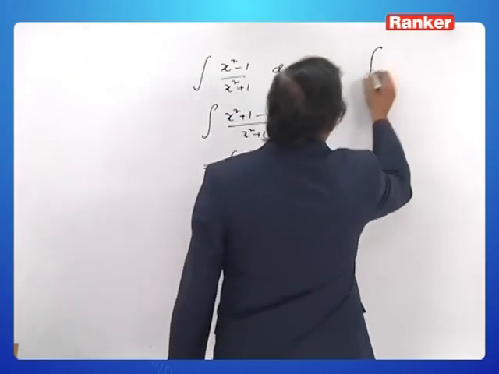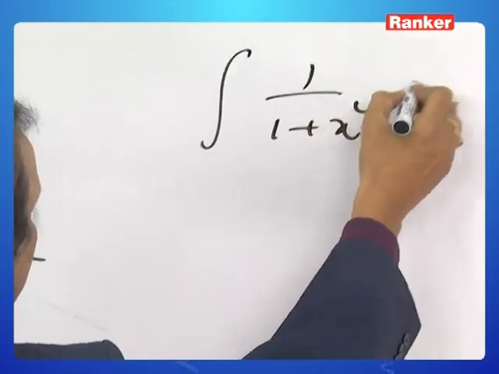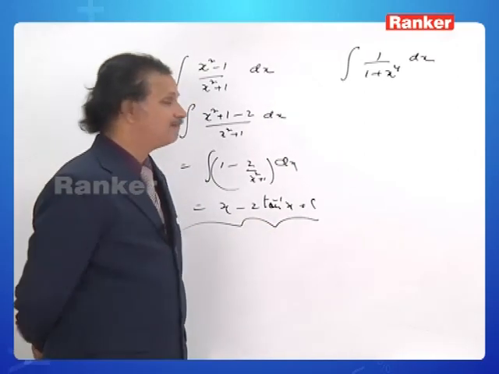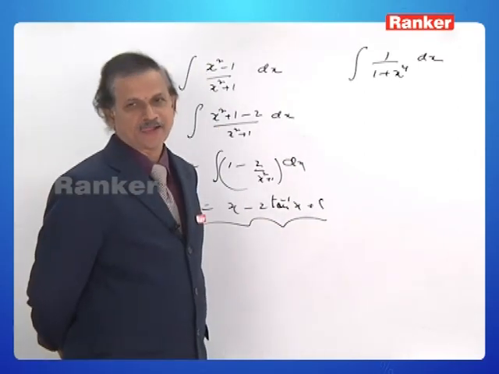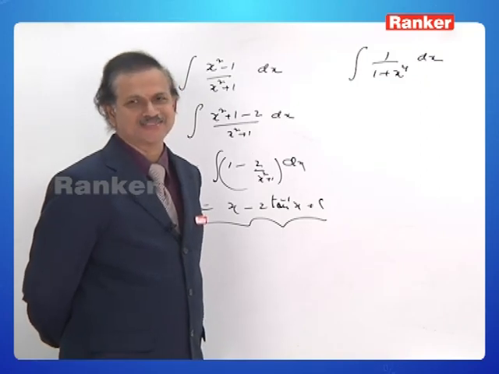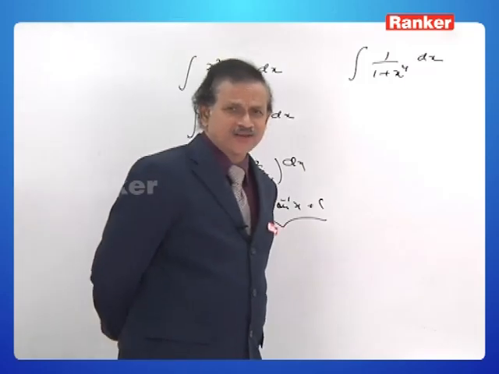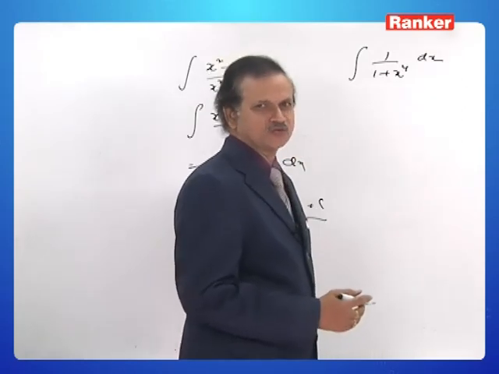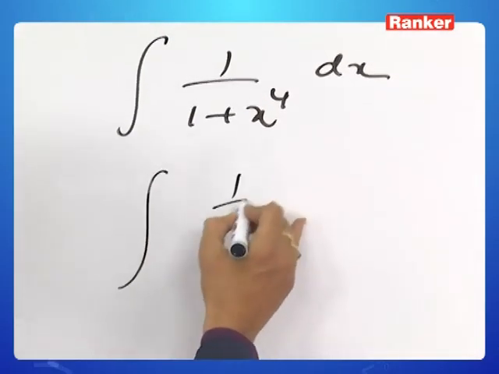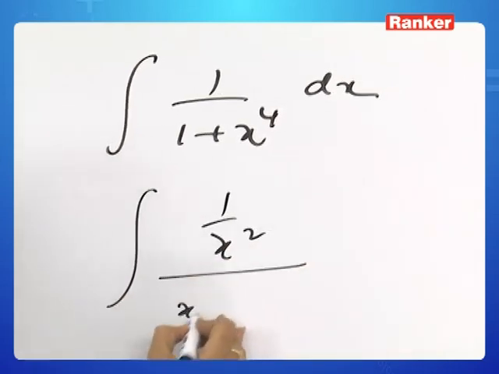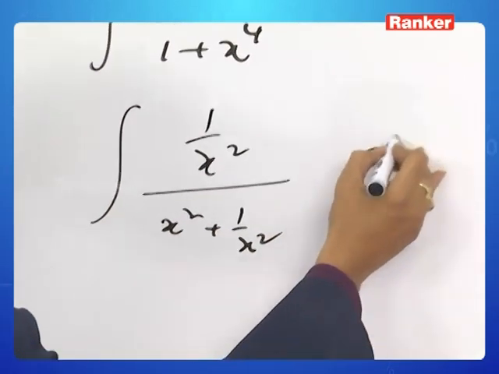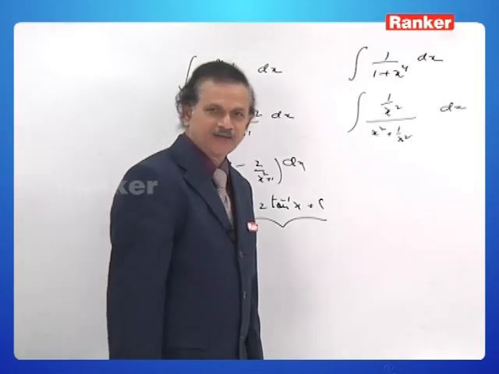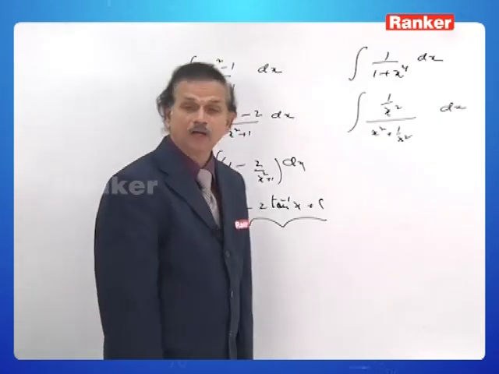Now you look at the integral of 1 by 1 plus x power 4 dx. How can you consider it? Can you take x square equal to t? Not possible. The beautiful style that must be adopted here to answer such questions is 1 by x square by x square plus 1 by x square. I am dividing both numerator and denominator by x square.